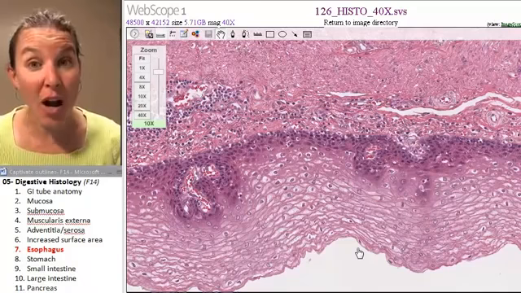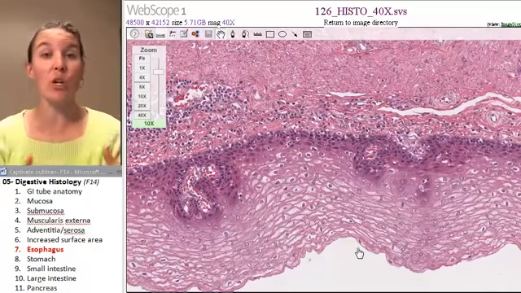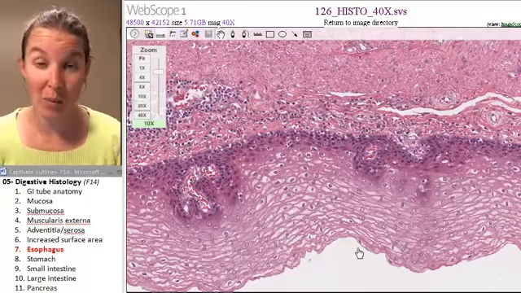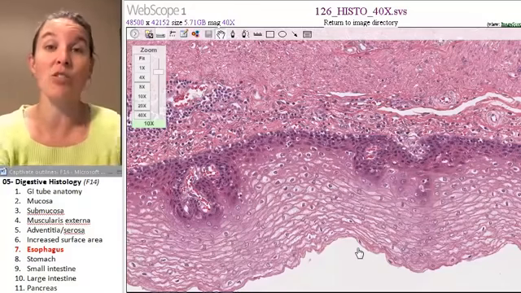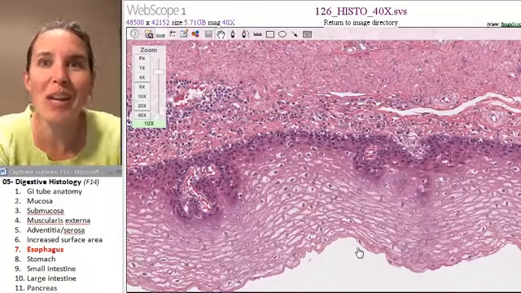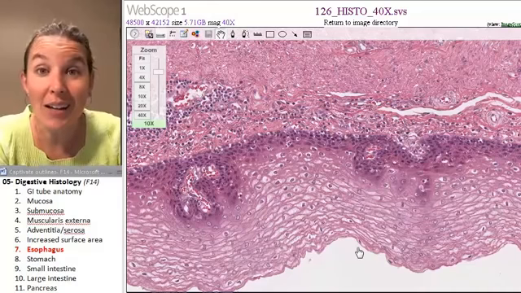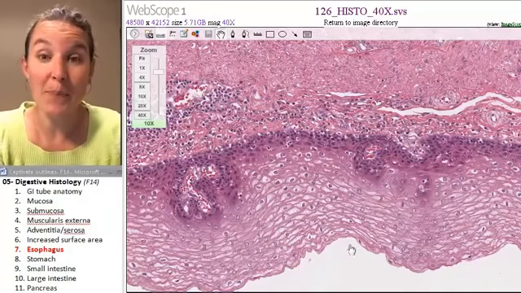There are other places where you will find stratified squamous epithelium in your digestive tract, but none that we're looking at. The esophagus is the only part of the tube that we're looking at that's lined in stratified squamous epithelium. So if you see it, you're done. You know that you're in the esophagus.